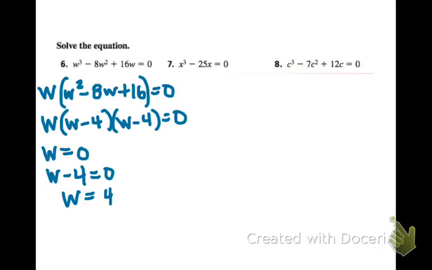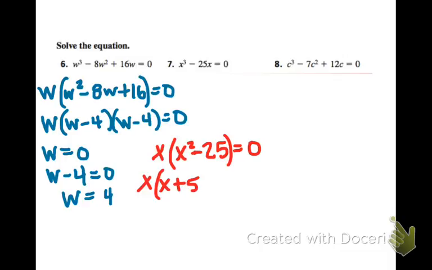All right, looking at 7. x cubed minus 25x equals 0. So let's start by factoring out an x. I am left with x squared minus 25, and that whole thing is equal to 0. So I see a difference of two squares here, so I can rewrite it as x plus 5 times x minus 5, and that whole thing is 0. So again, it makes the factoring a lot easier when you can identify the pattern.